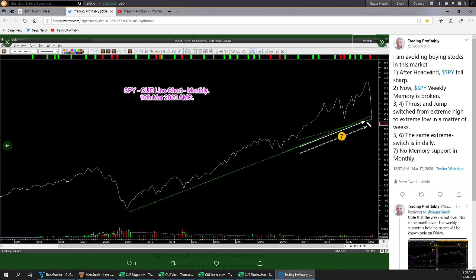If this memory trend line doesn't hold, there is no support nearby. That is scary. Now there may be some watermark pivot support here, some watermark pivot support here. The lower one is of course very far away. Even this one is significant distance away. That is one reason I decided to pause buying stocks, even if it is with small quantity. Let me see if this memory support in the weekly at least holds or not.